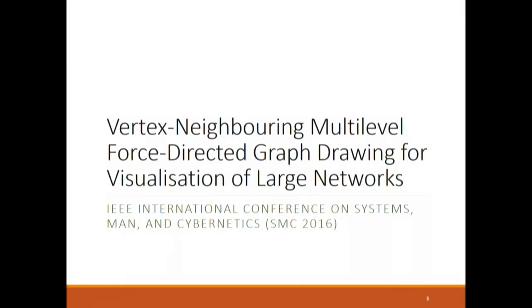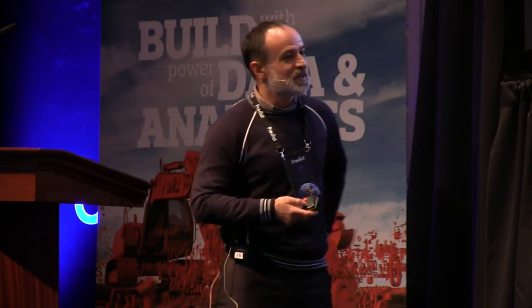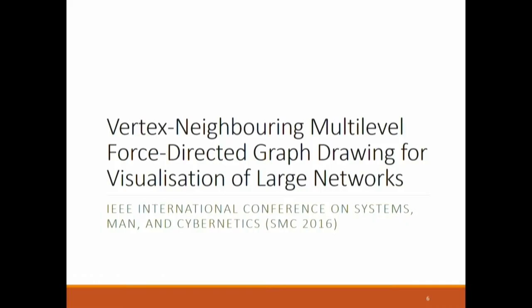I'm going to show you the results of two recent projects that we have been working on. The first one has this very academic long name, Vertex Neighboring Multilevel Force-Directed Graph Drawing for Visualization of Large Networks. It's something that we are going to present next week, actually, at the IEEE SMC conference in Budapest this year.